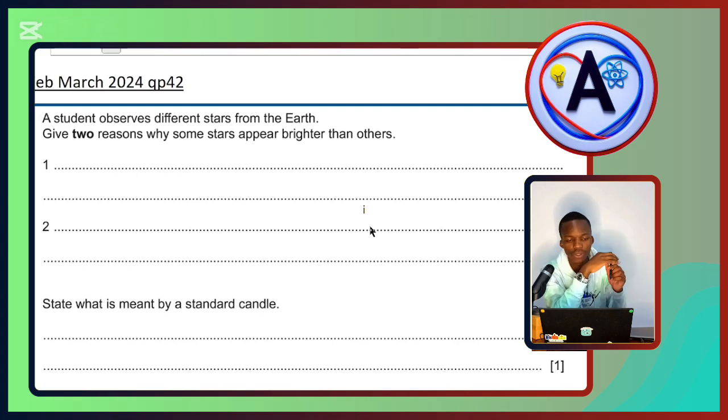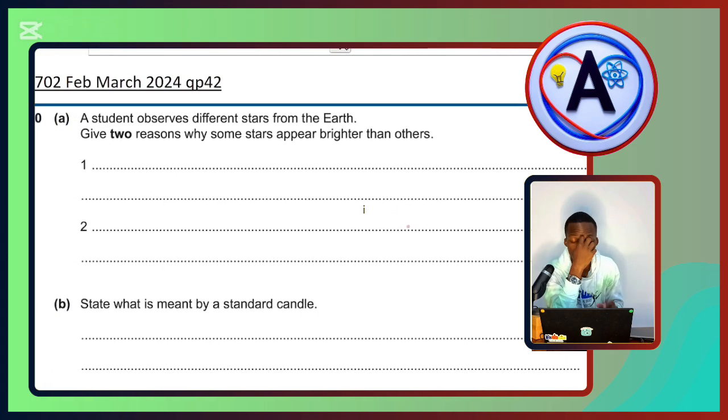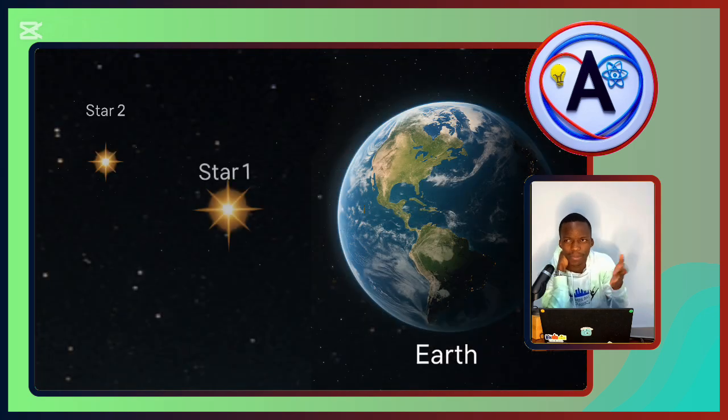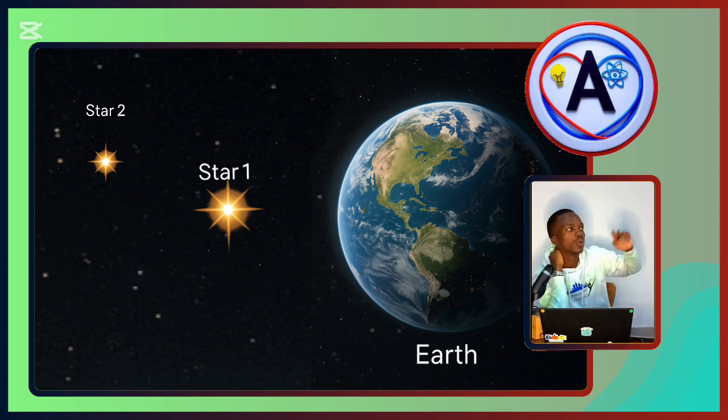February March 2024, question paper 4.2. A student observes 2 different stars from the Earth. So you have the Earth at the center, star A and star B. Give 2 reasons why some stars appear brighter than others. Guys, this is a bit of common logic here. It's not really a question that's requiring you to know a particular concept. But why would one star appear brighter than the other? Just think about it. If you go in a room or if you're standing outside, why would you see one torch brighter than the other?